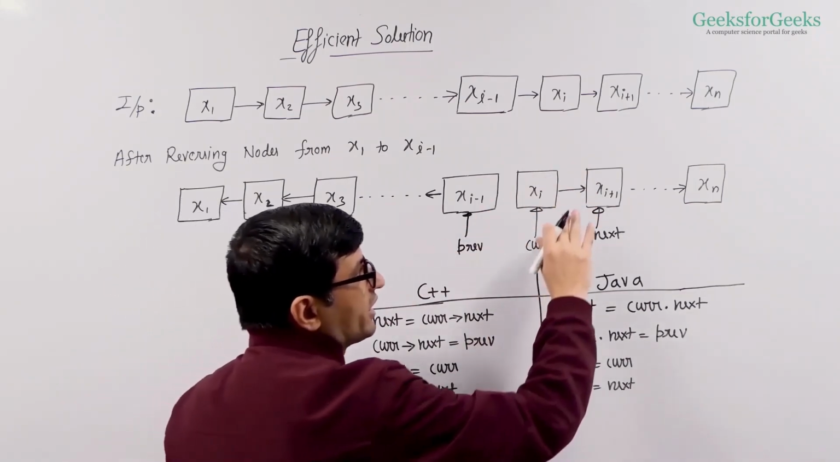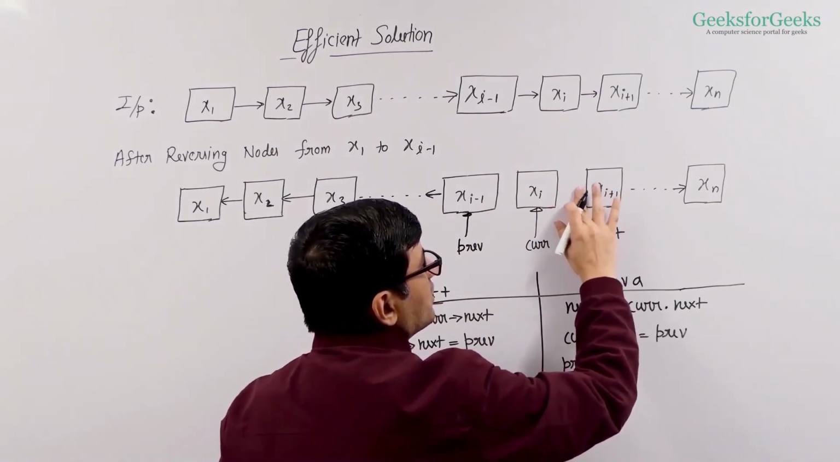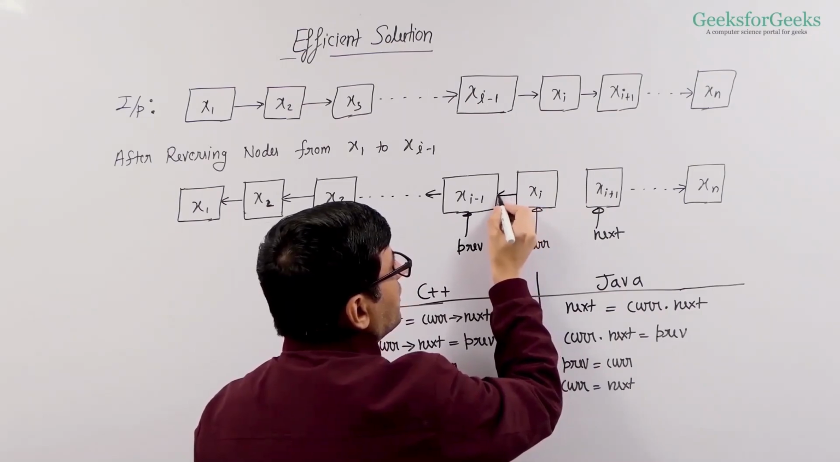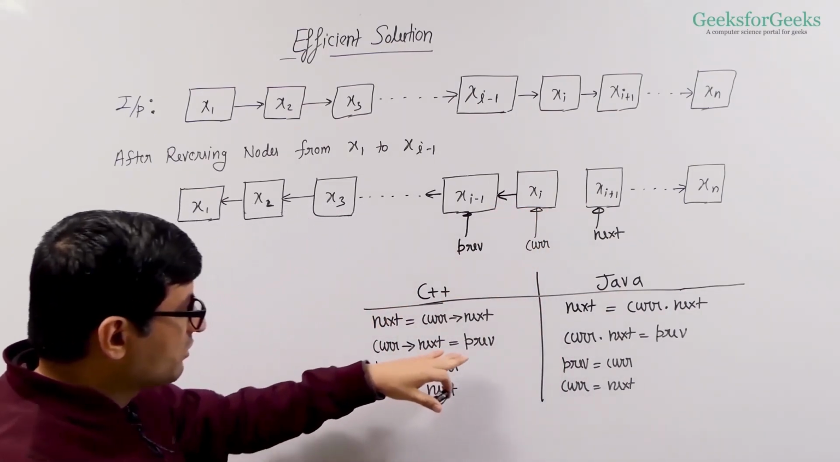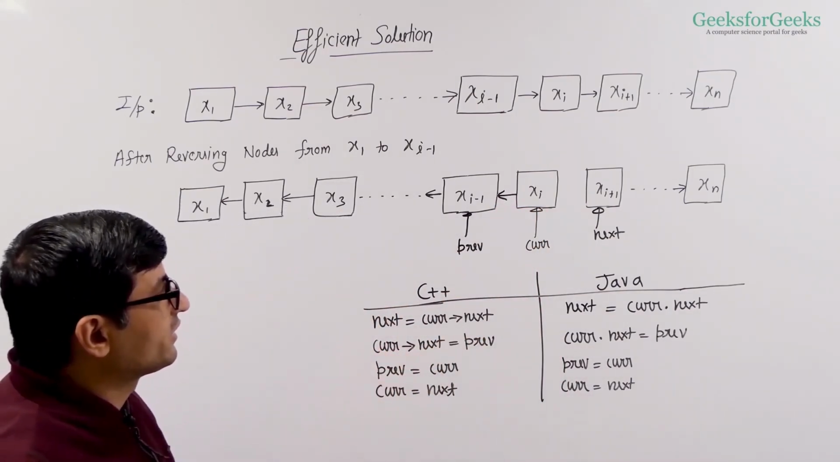This was our main task, right? So we need to change this link. So we change this link to this side. Current next equal to previous. That's what we do in the next line.